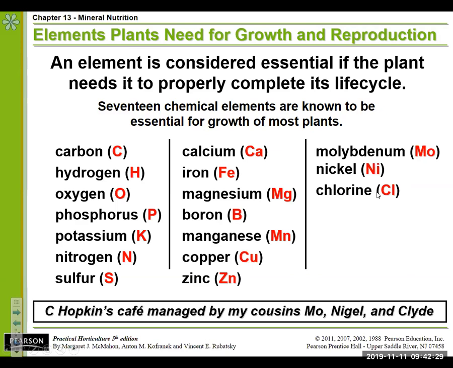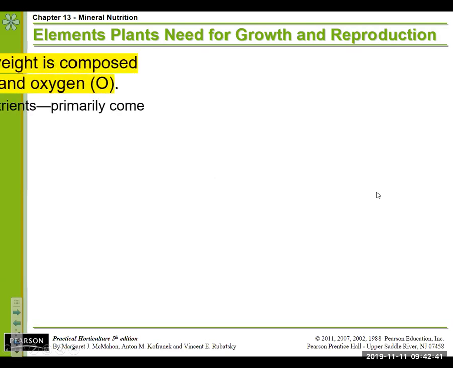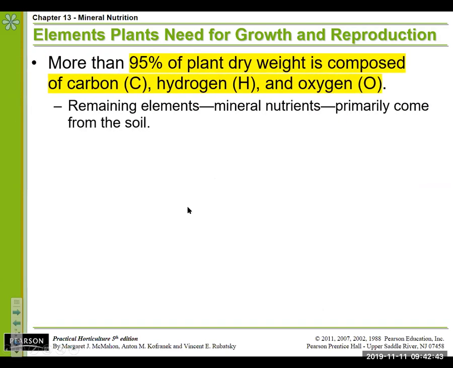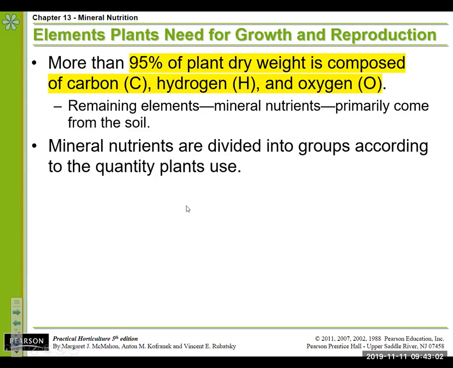So it's important to recognize that those are the essential elements for plant growth. And if we don't have any of those elements, then the plant cannot complete its life cycle. As I mentioned, the bulk, 95%, in some cases more than that, of the plant's dry weight is composed of the CHOs, the carbon, hydrogen, and oxygen. And those are coming from air and water mostly, and some from the organic matter in the soil.